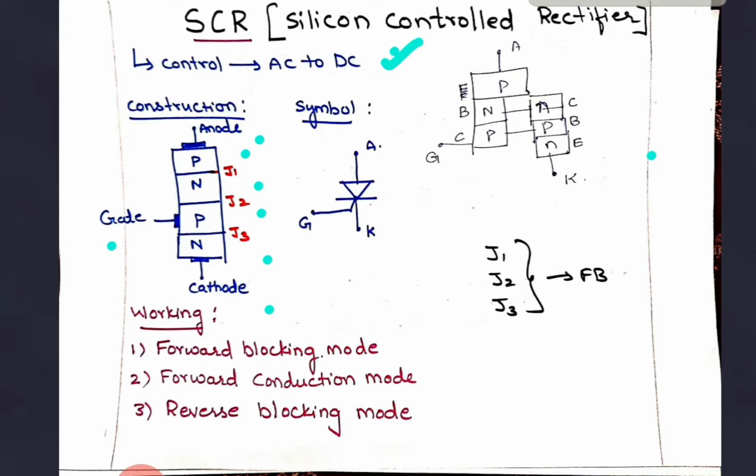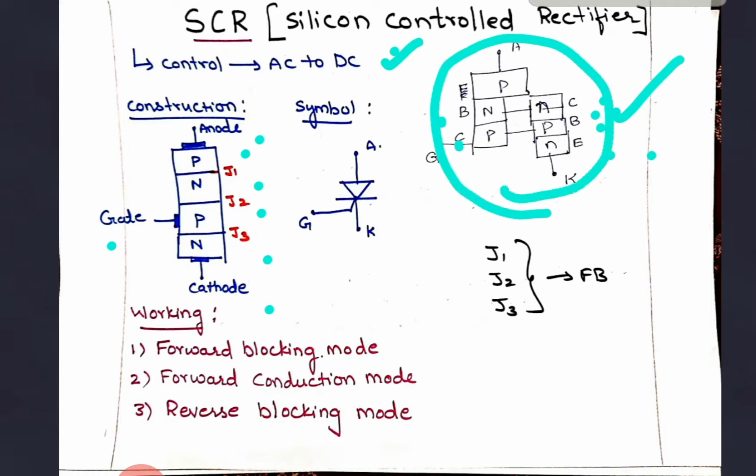Here it is like two PN diodes connected back to back, or two transistors connected back to back like this: a PNP transistor with emitter, base and collector, and an NPN transistor with emitter, base and collector. The base of the first transistor is connected to the collector of the second transistor, and the collector of the first transistor is connected to the base of the second transistor. In this way, it is a two transistor model.